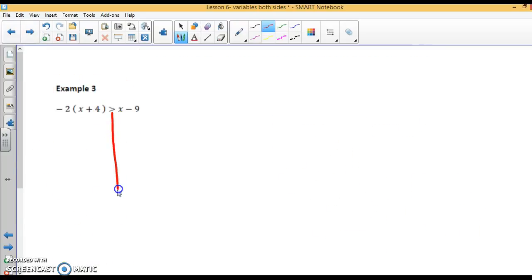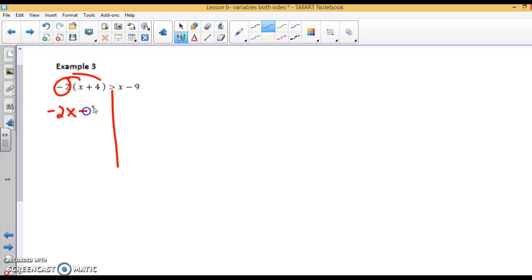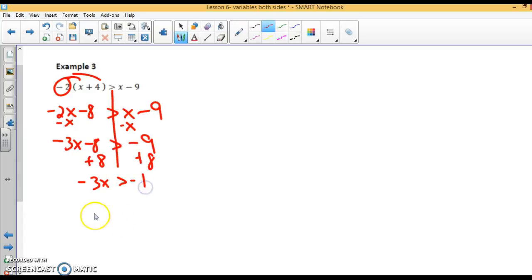All right. Let's distribute a negative 2 here. So, negative 2x minus 8 is greater than x minus 9. Let's bring all our variables over to the left. Subtract x. So, negative 3x minus 8 is greater than negative 9. Add 8 to both sides. Negative 3x is greater than negative 1. Divide both sides by negative 3. And I get x's. You need to switch the inequality because I divided by a negative. X is less than 1/3.